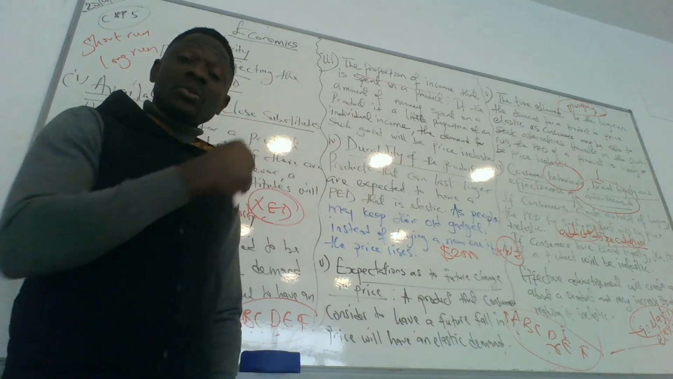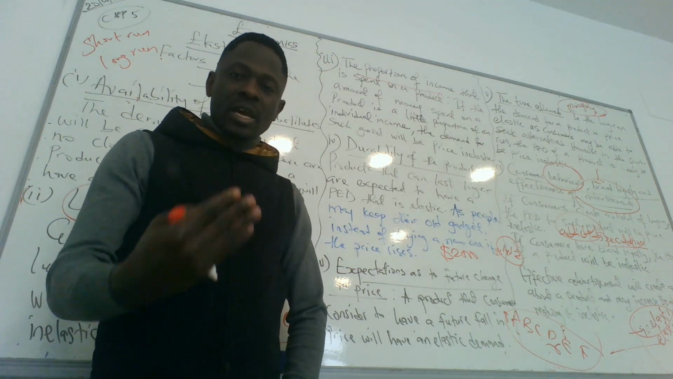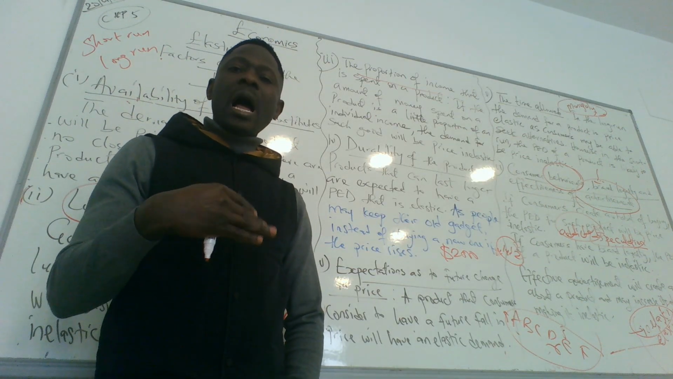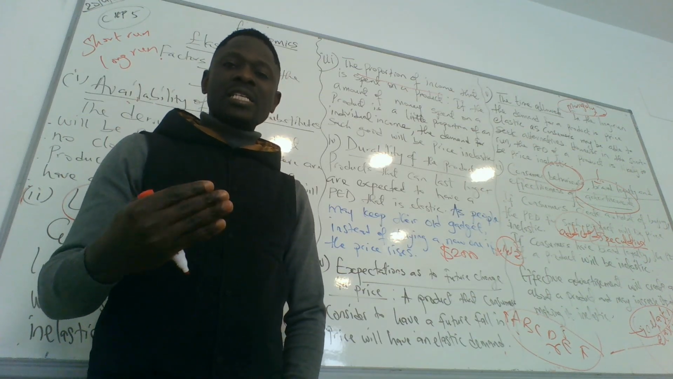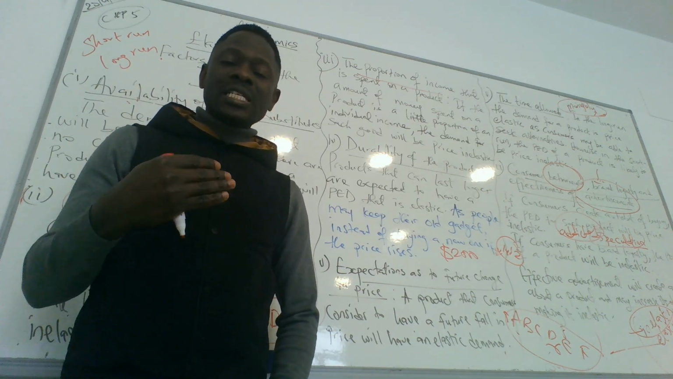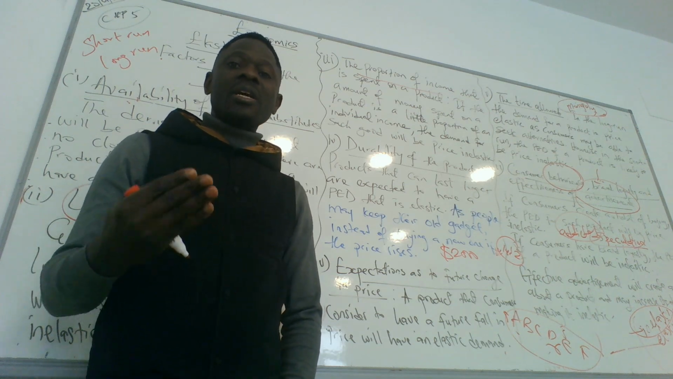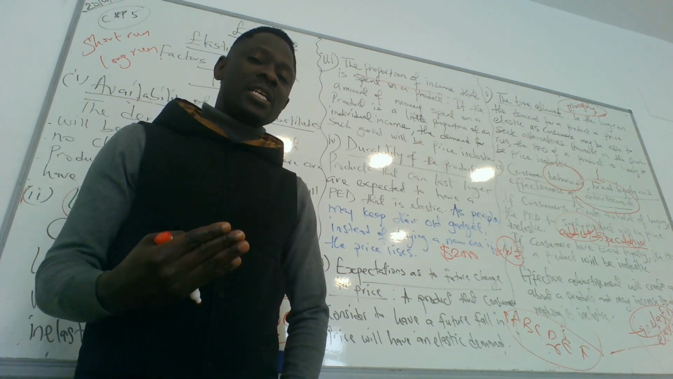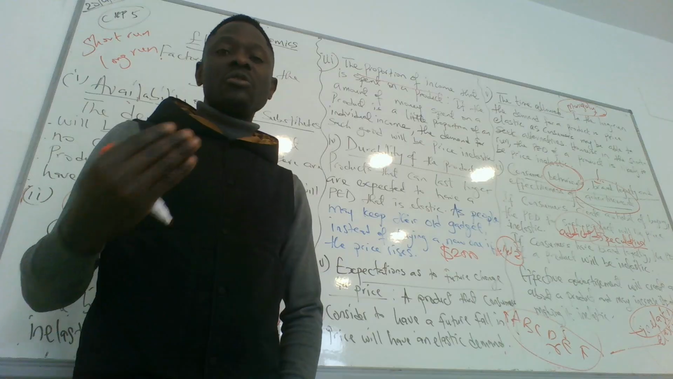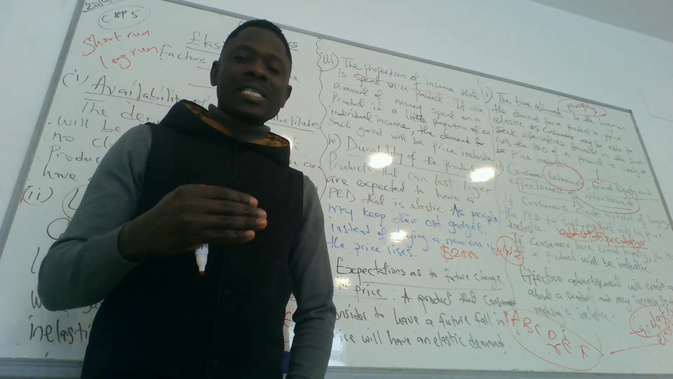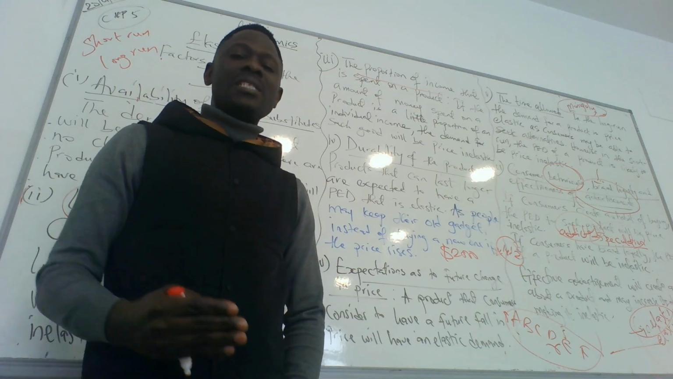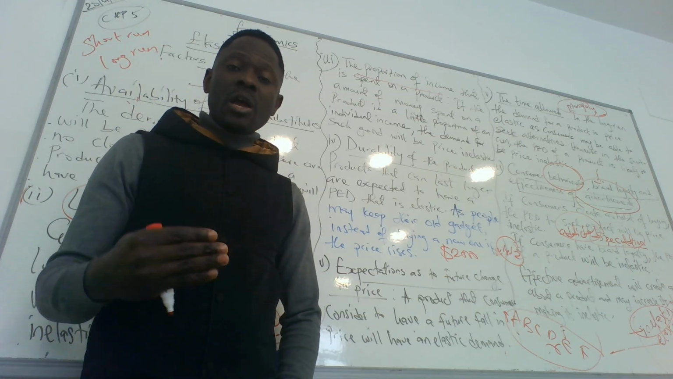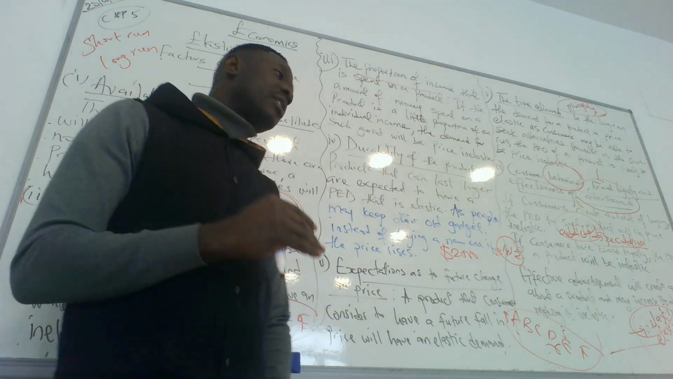Then the next one is durability of a product. When we talk about durability, we're simply talking about longevity and how strong a product is. If a product has a long lifespan, the demand for it will be price elastic because consumers will not be willing to change the product if the price continues to rise over time. So a product that is durable has a PED that is elastic. But products that are not durable have a PED that is inelastic.